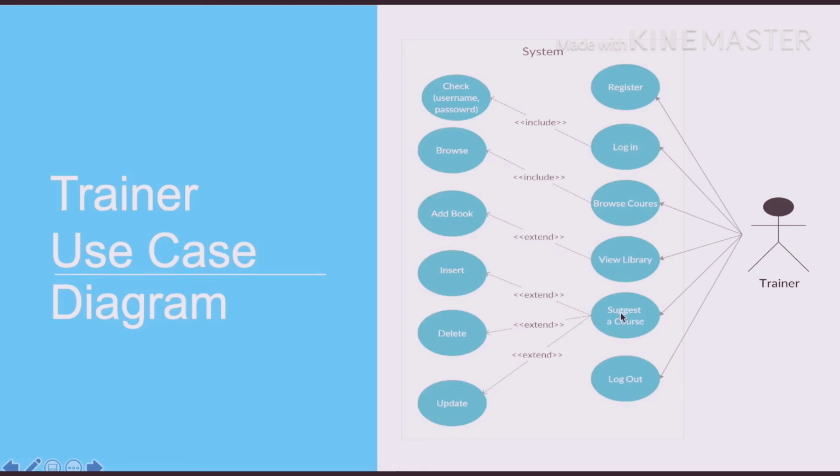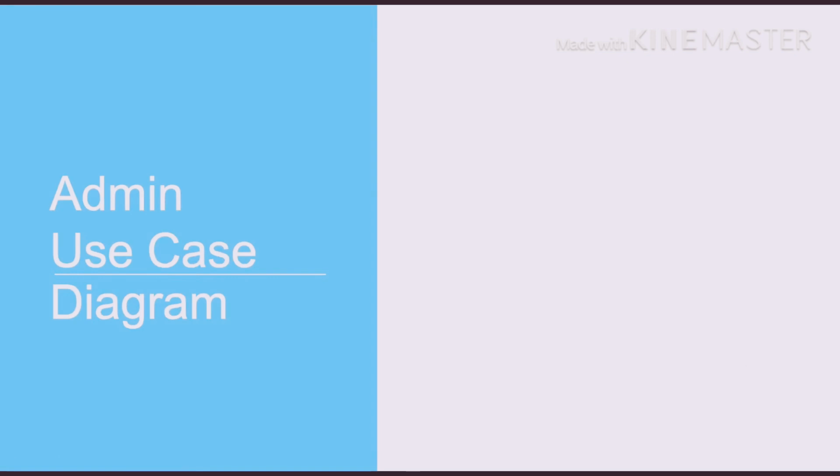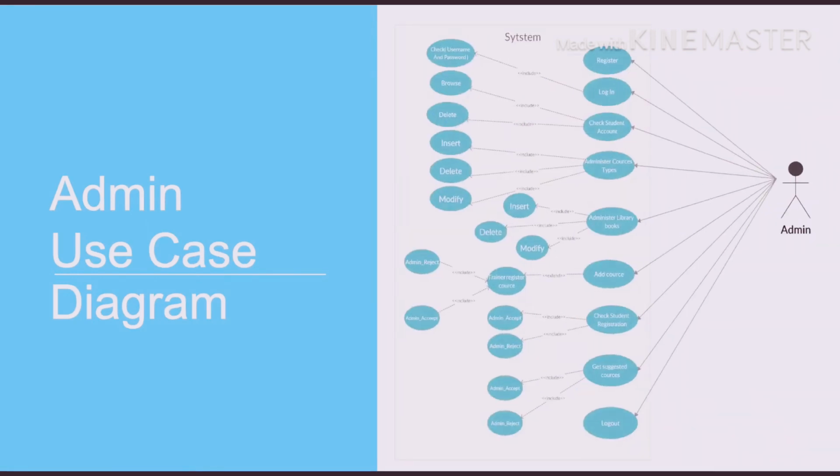He can do so by inserting, deleting, or updating a course on the website. The third secondary actor of the system is the admin, and the admin administers most of the use cases of our project. Suppose that the administrator checks a student account. He can do so by browsing or deleting if he wishes to.